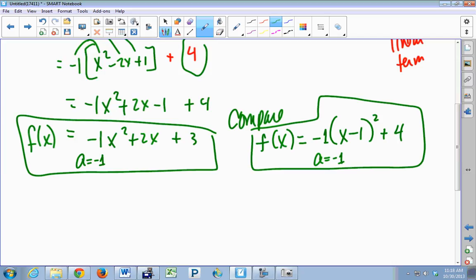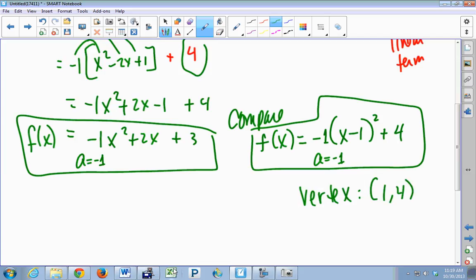So what else? Again, what's the nice thing about this standard form or vertex form? They both tell you how the parabola opens. What is the advantage of this form right here? You can get your vertex right away. Boom, it pops right out. Your vertex is 1, 4. So that's a neat thing.